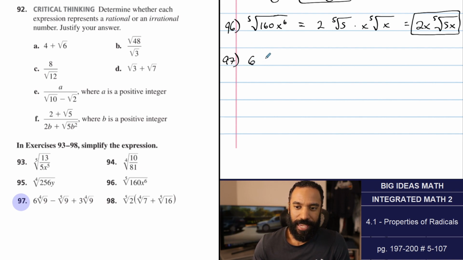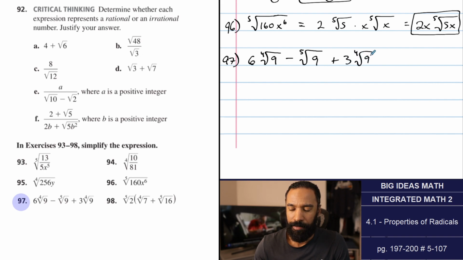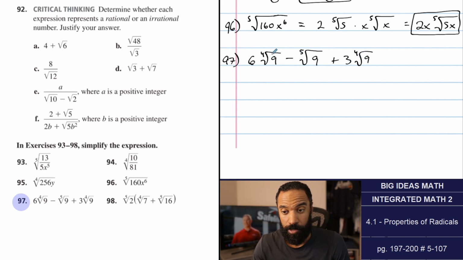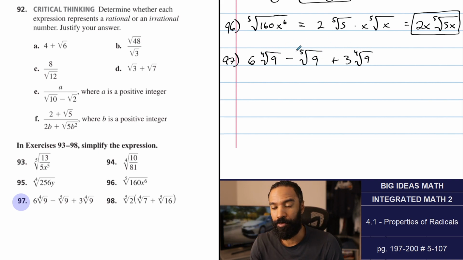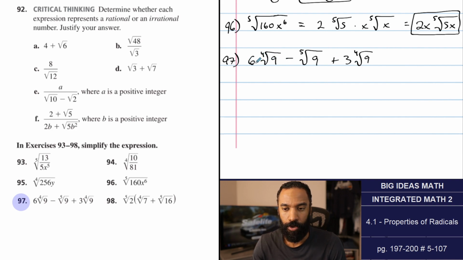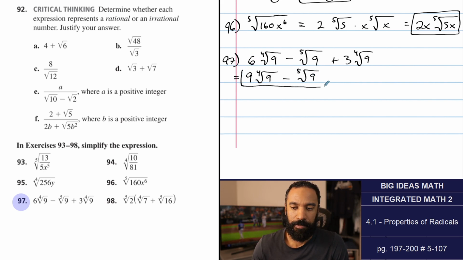Number 97, we have 6 times the 4th root of 9, does not simplify, minus the 5th root of 9, does not simplify, plus 3 times the 4th root of 9, does not simplify. As individual terms, they don't simplify. 4th roots of 9 can combine together. You do not combine the 5th root of 9 with the 4th root of 9 through addition of the coefficients. 6 plus 3 is 9. We will get 9 times the 4th root of 9 minus the 5th root of 9. Just like that. That's it.